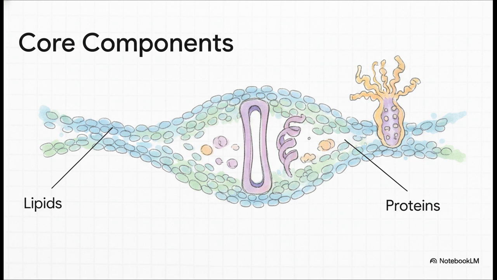But studded all throughout this oily fabric, you have the proteins. And these are the real game changers. If the lipids are the fence, the proteins are the intelligent gates, the sensors and the channels that decide who gets in and who stays out.